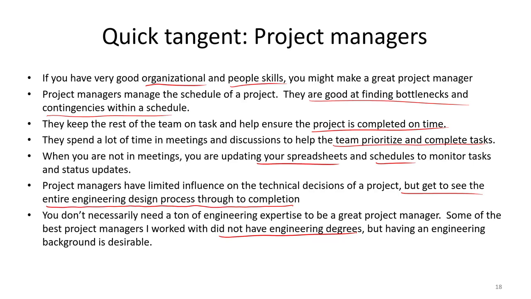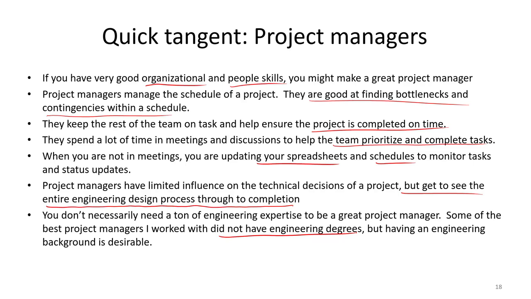So I don't expect you to memorize these points for the purposes of our first exam. But just in case you're curious, you might want to consider project management if any of these things sound interesting. All right, so with that, let's go ahead and move on to the actual engineering design process.